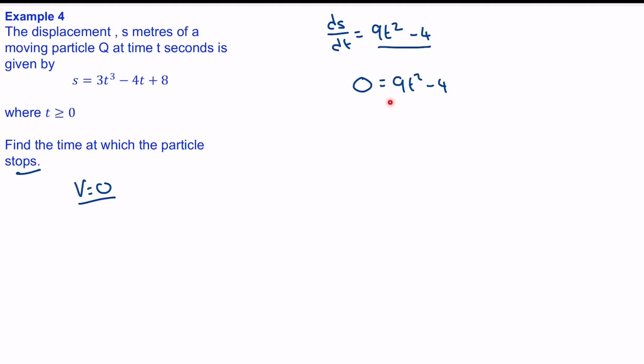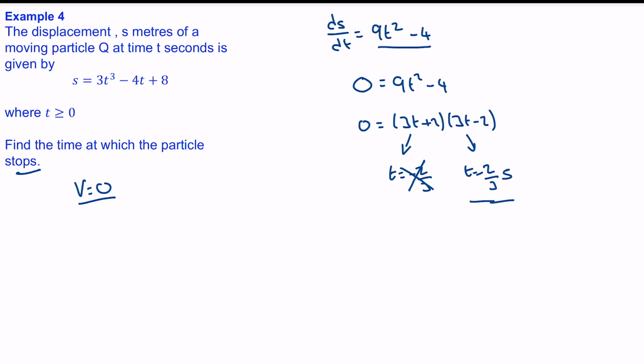We can solve this equation by factorizing, because we have a difference of two squares. So 0 will equal 3t plus 2 and 3t minus 2. This will have a solution at t equals minus 2/3, and this will have a solution at t equals positive 2/3. We're told in the question that t has to be greater than or equal to 0, so this cannot be a valid solution. So our solution is t equals 2/3 of a second.